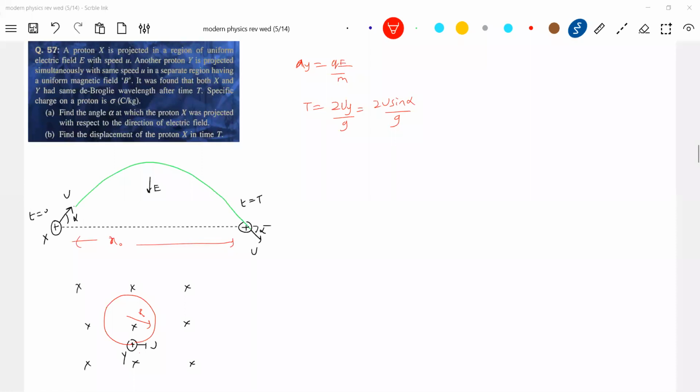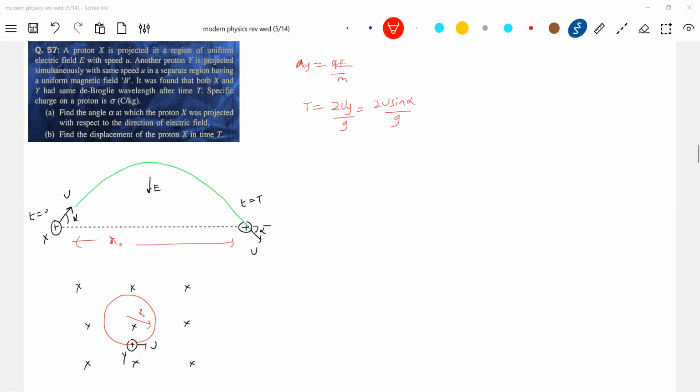Okay, now that alpha is to be determined. So how to bring that alpha? We don't have any other information. The magnetic field is given. So the time period we can bring from the magnetic field, 2 pi m by qB. The charge of the electron is there. So from there, shall we bring the expression for alpha? Find the angle alpha with which proton X was projected with respect to the direction of the electric field. So alpha plus 90 is what our answer is.